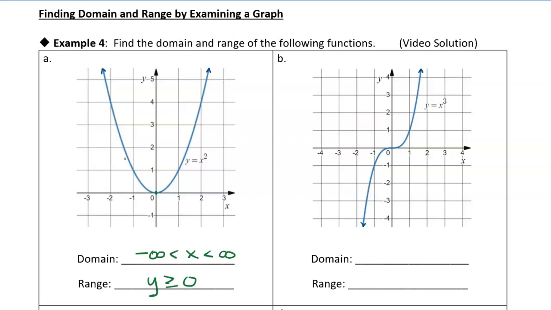And so the domain is again from negative infinity to infinity. Now notice I just use less than signs here, not less than or equal to signs, because we can never actually get to infinity. Infinity is not an actual number, so we can never actually go there.